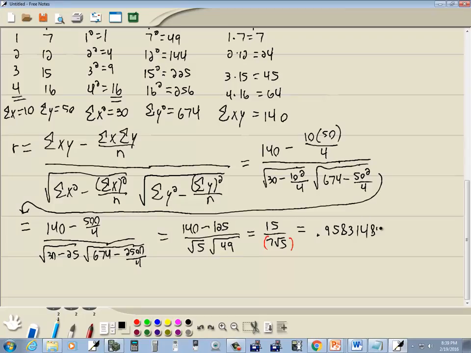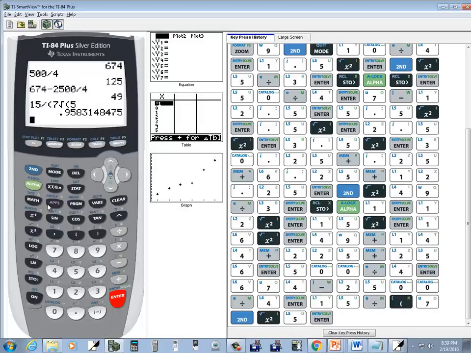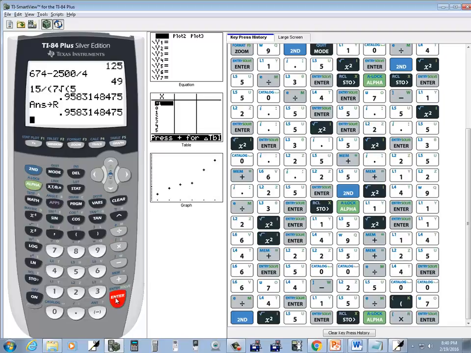9583148475. Now this is R. Remember, that's what we're finding right there. So I'm going to store this in R. So over my calculator, I'll press store, and then I'll do alpha R wherever that's at. Where's R? PQ R, and then press enter. Okay, so now we have R.